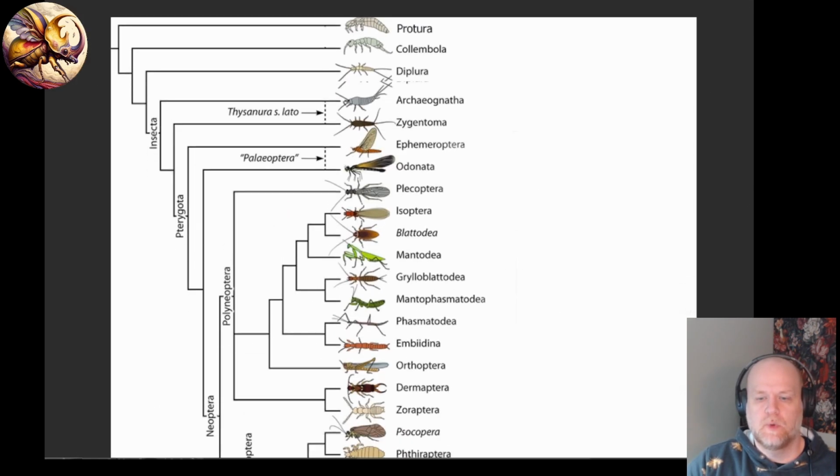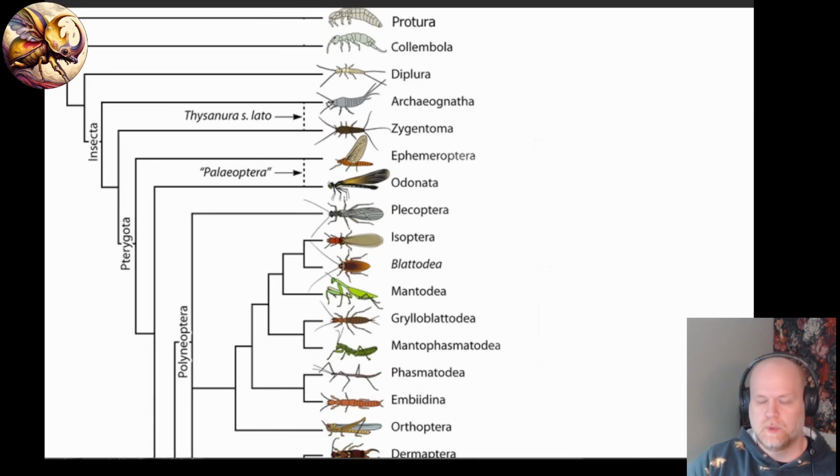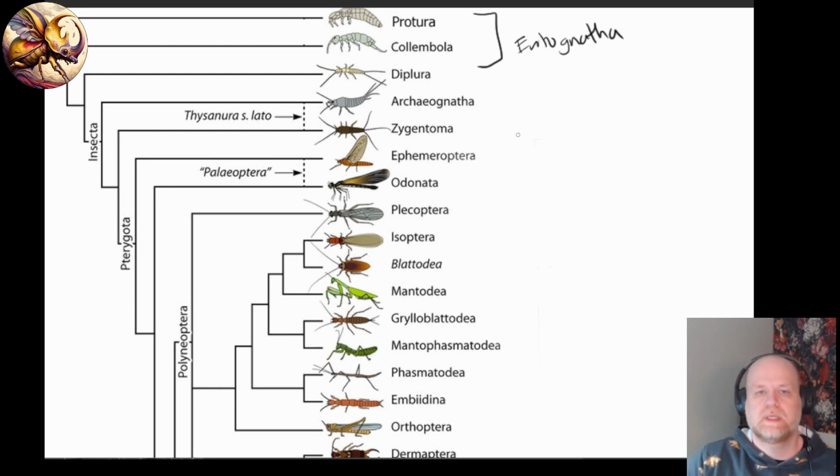So up until this point, we have already talked about the entognaths, which were up here. These were the Entognatha, the pseudo-insects. These are kind of pre-insect insectoids. They have mouths that are contained within a pouch instead of being external. They don't go through a true metamorphosis. They never have wings, things like that.